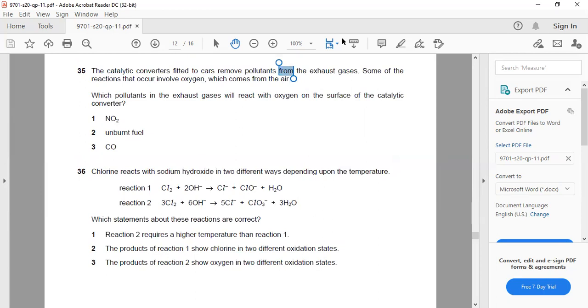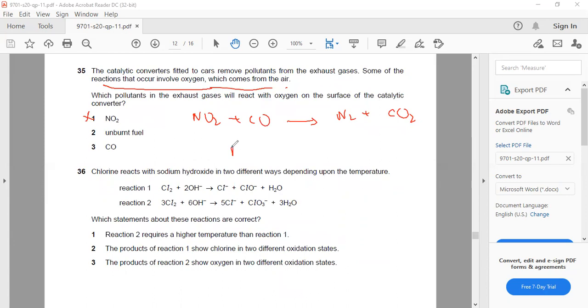35. Catalytic converters fitted to cars remove pollutants from exhaust gases. Some of the reactions that occur involve oxygen, which comes from the air. Which pollutant in the exhaust gases reacts with oxygen? NO2 does not react with oxygen. NO2 reacts with carbon monoxide to form N2 plus carbon dioxide.